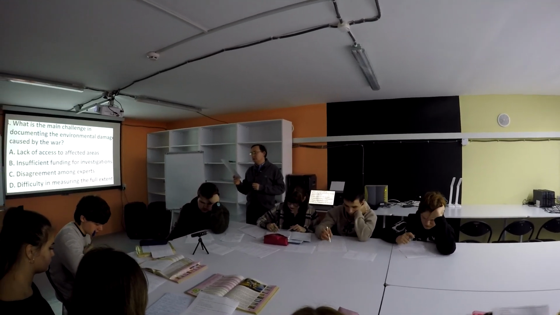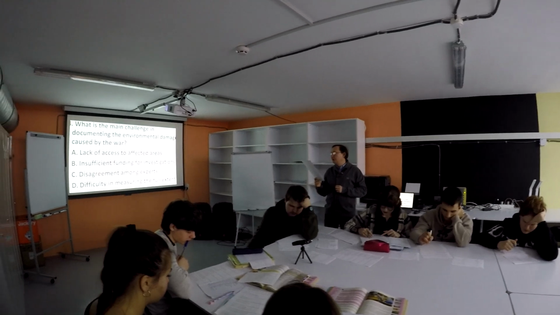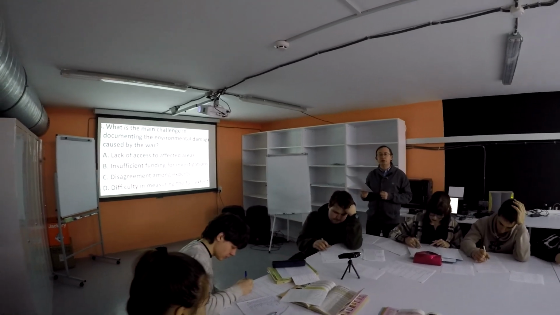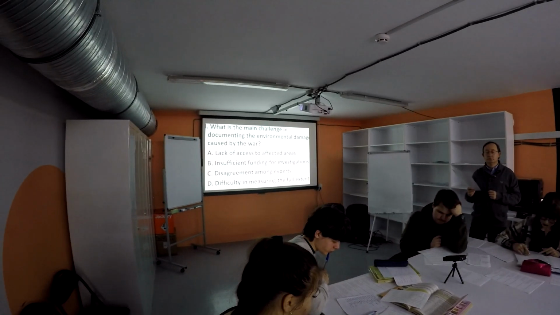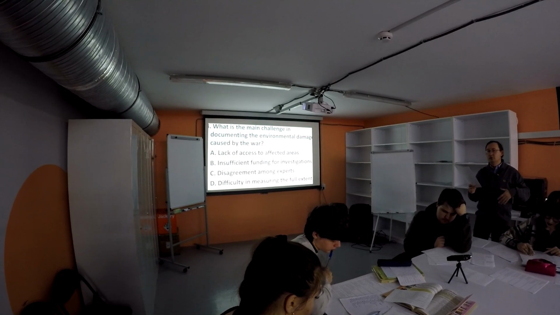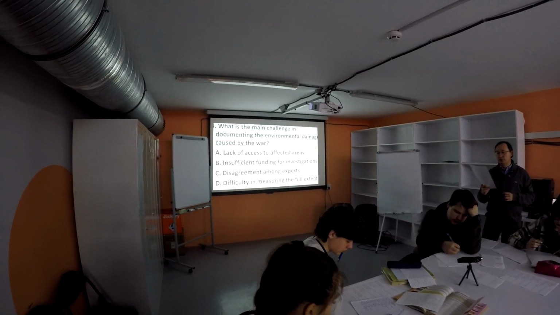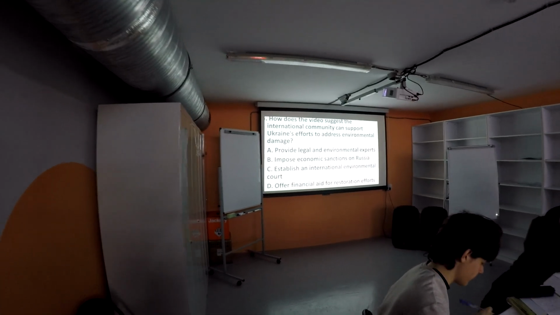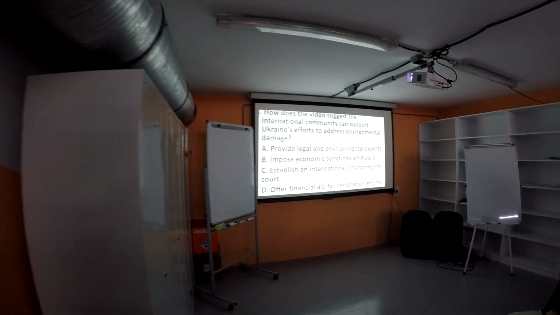What variant will you choose? Difficult is measuring its full extent. And what does it mean? Складно описати всю у повному вимірі шкоди. Окей. Повного масштабу. Question number 5.